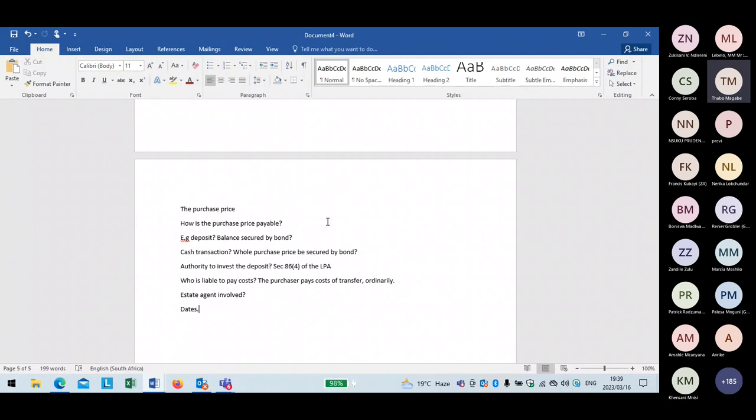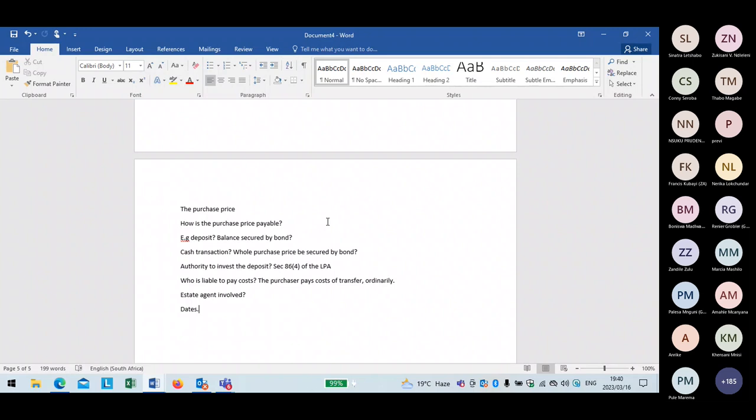Let us analyze this, looking at the checklist. What do you see there? Are you able to identify the purchase price from what I read? What is the purchase price? 900,000. How is it payable? Deposit and secured bond. There will be a deposit of 300,000 payable by the purchaser on date of signature.